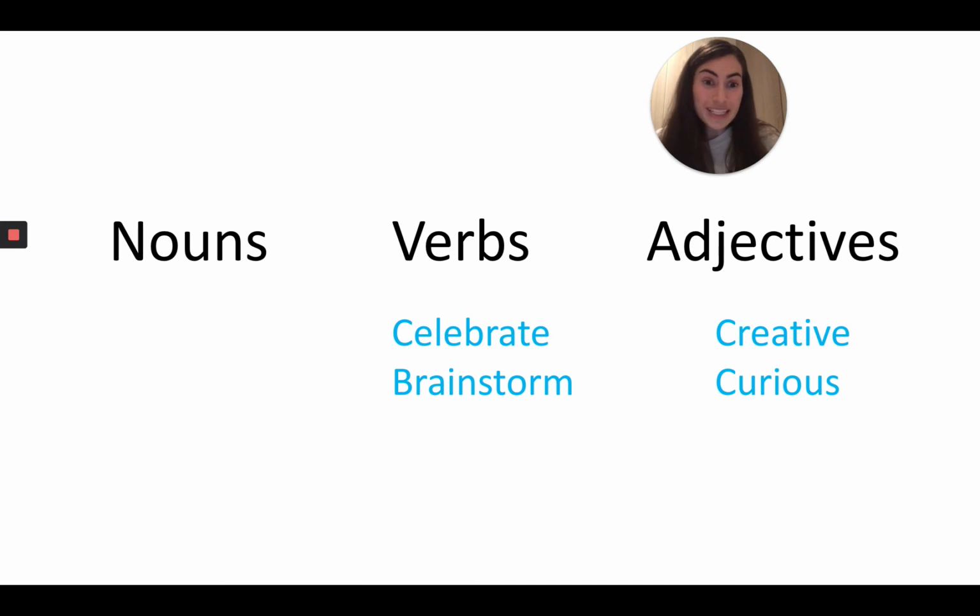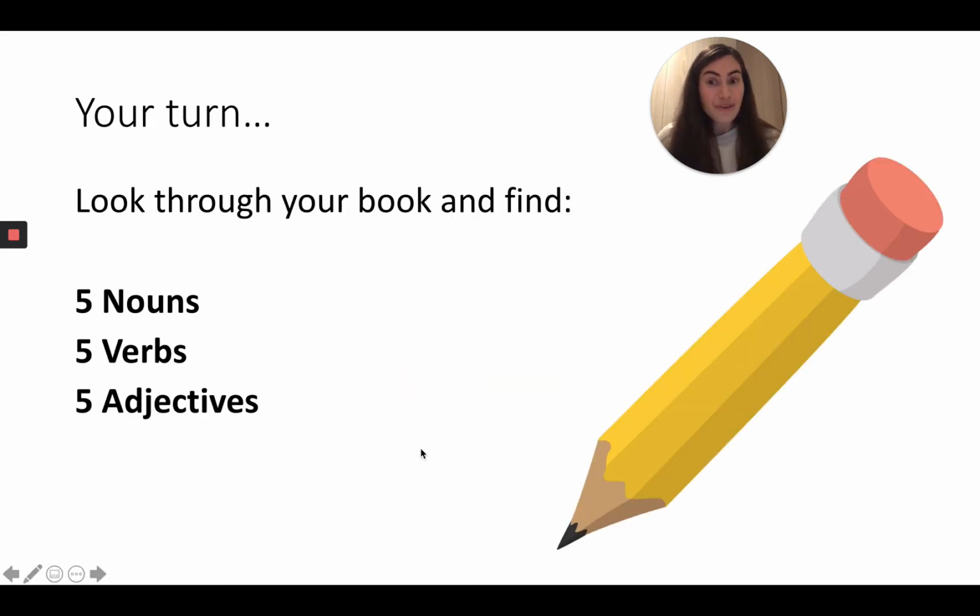Today, you're going to look through your book. We're almost done with this book, I promise. We'll read a new one next week. You're going to look through your book and find 5 nouns, 5 verbs, and 5 adjectives, and jot them down in your notebook. You can do a T-chart, you can do bullets, whatever you want, but make sure it's clear which are the nouns, the verbs, and the adjectives.